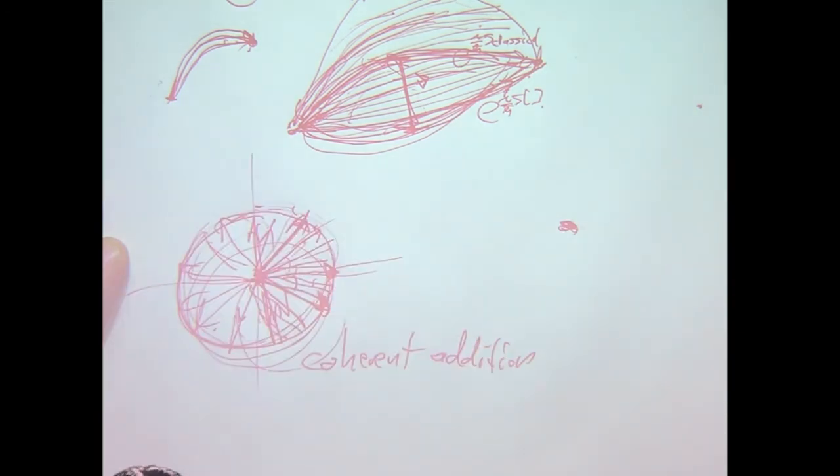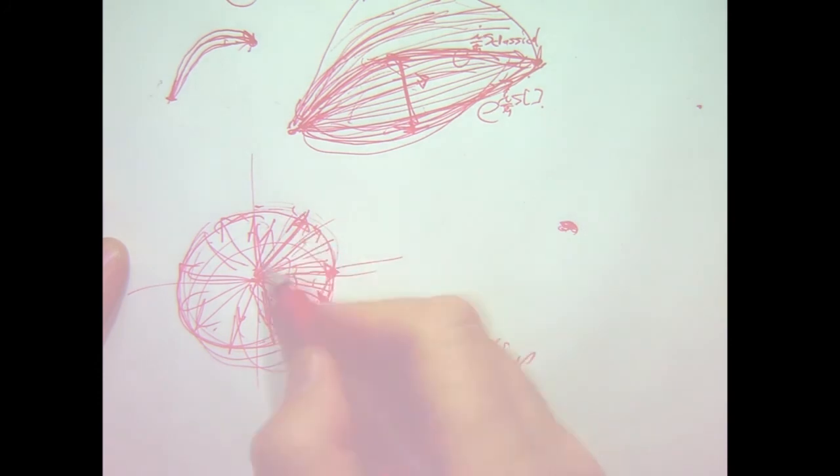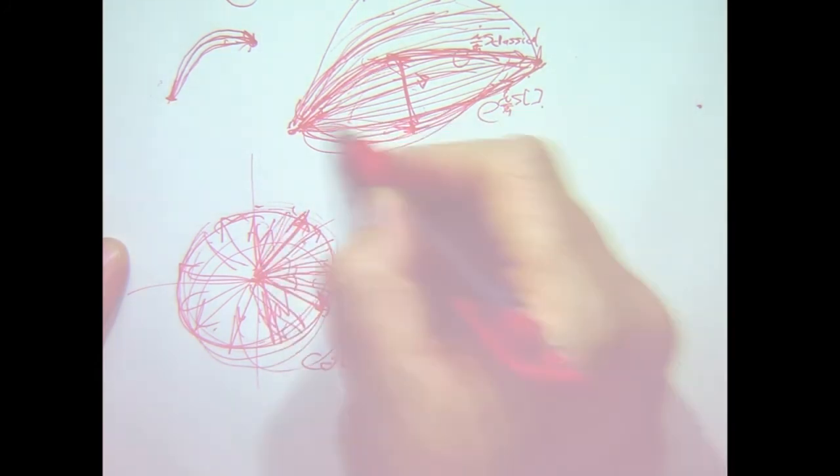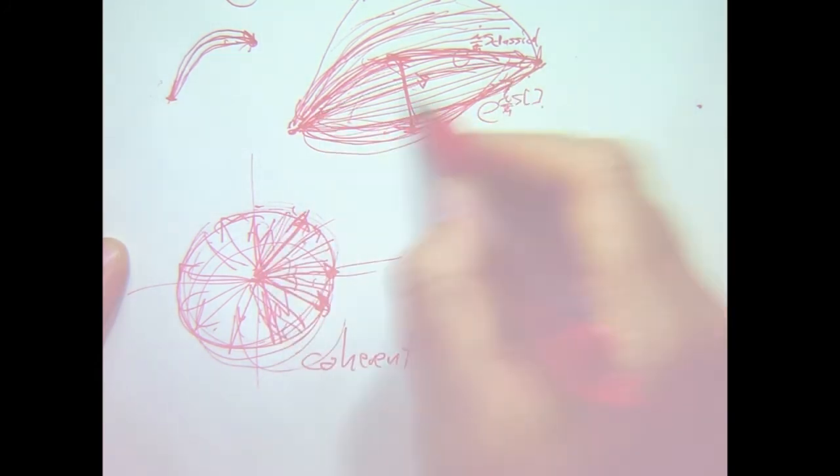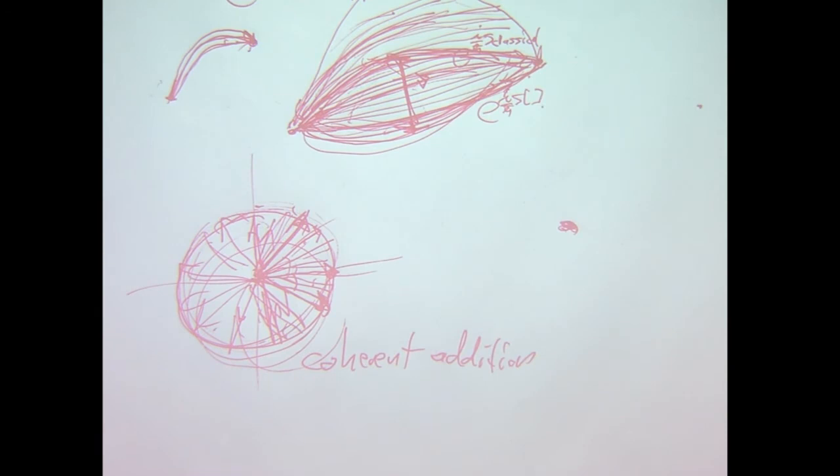So the only paths that contribute are the ones that give coherent addition in the neighborhood of the classical path. It's like sine x by x. Yes, it is.